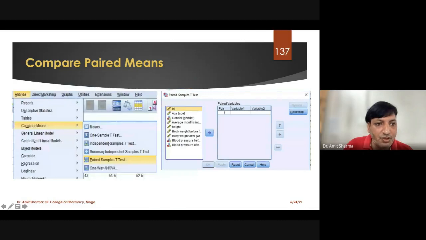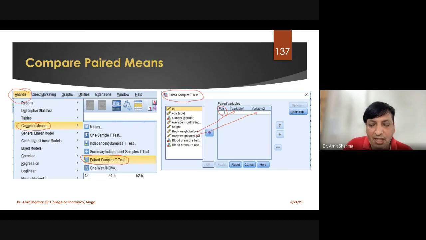So what is the route? Go to Analyze, go to Compare Means, and in Compare Means you are going to get an option called Paired-Samples T Test. As you click on Paired-Samples T Test, you get a window for it, and here you can see the software gives an option for Pair 1. In Pair 1, body weight before you have to add in Variable 1, and body weight after you have to add in Variable 2.